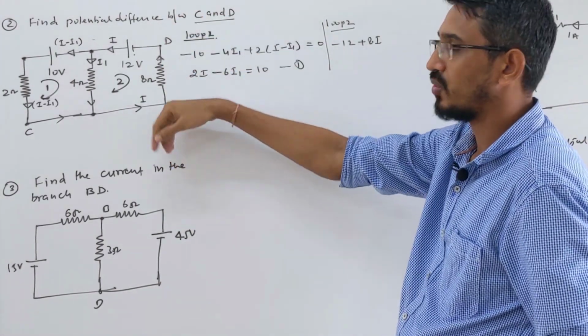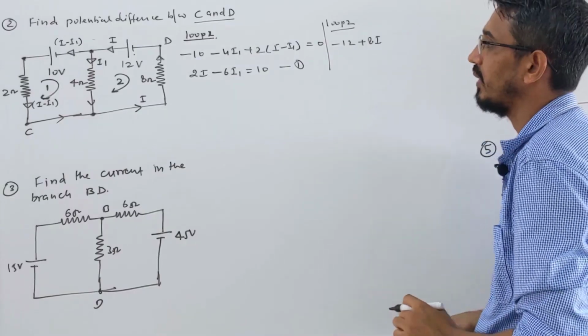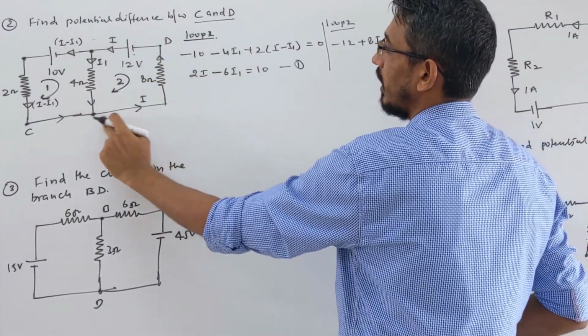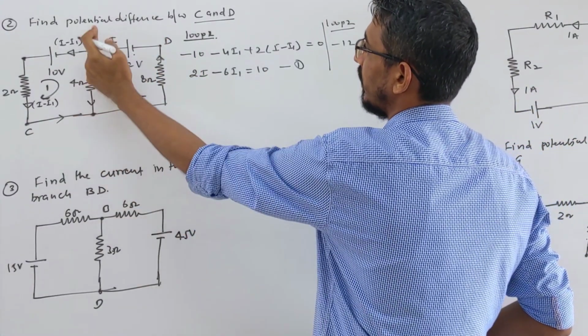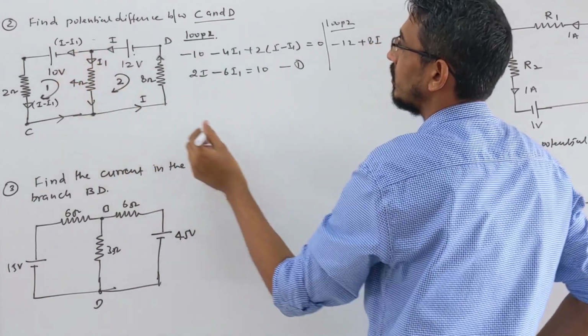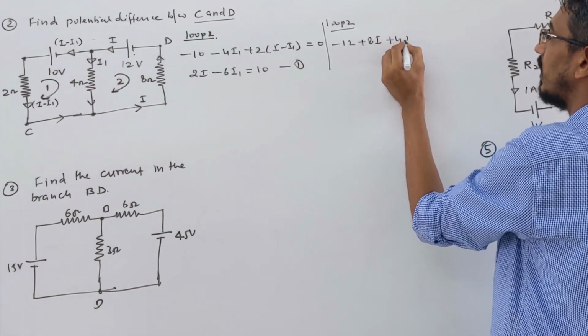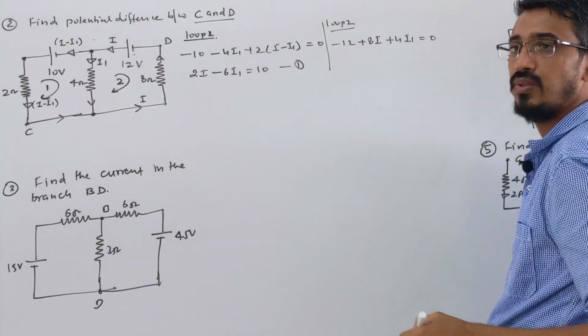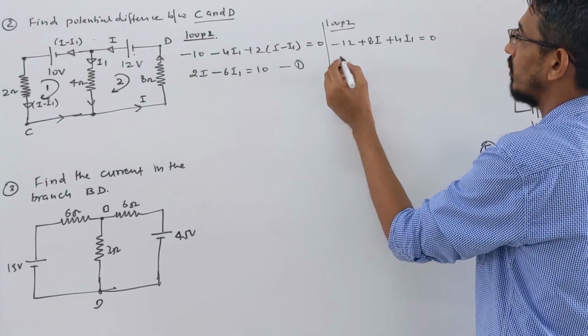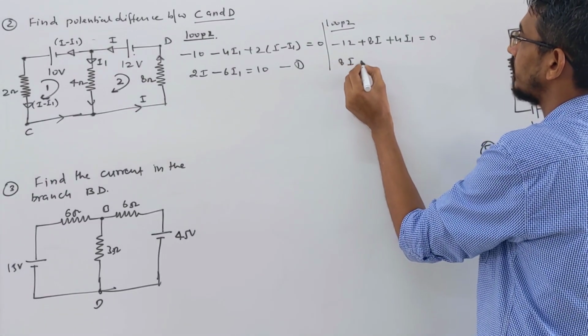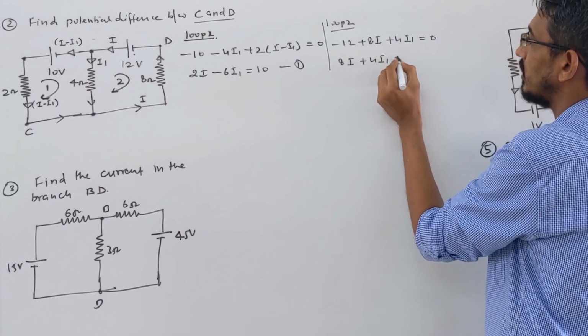You're going downwards, so your drop is called positive IR. You came here, then you came here, no one is here, now you're going upward here, in this branch. So you're going against the current, plus 4I1 all equal to 0. Arrange it in that format. So we get 8I plus 4I1 is equal to 12.